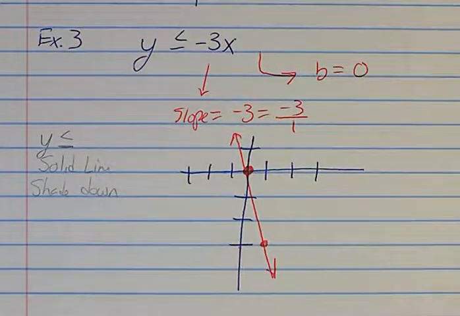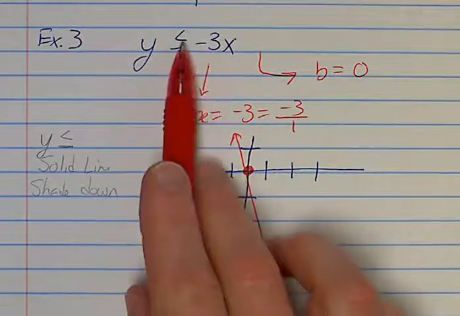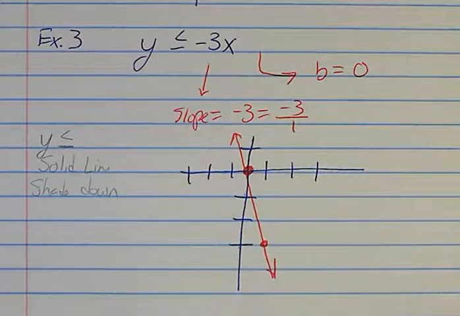There's our graph there. Now, some people on the test got confused about when they have to shade and when they don't have to shade. If it's less than or greater than, you have to shade. If it's just equal, you do not shade, you just draw the line. So since this one has the less than or greater than part, you've got to shade.